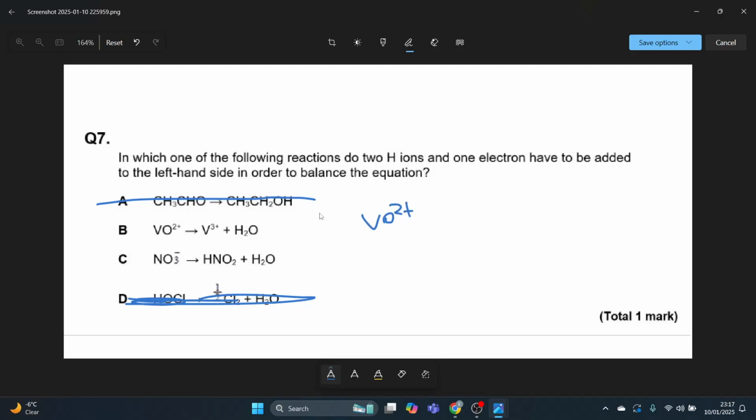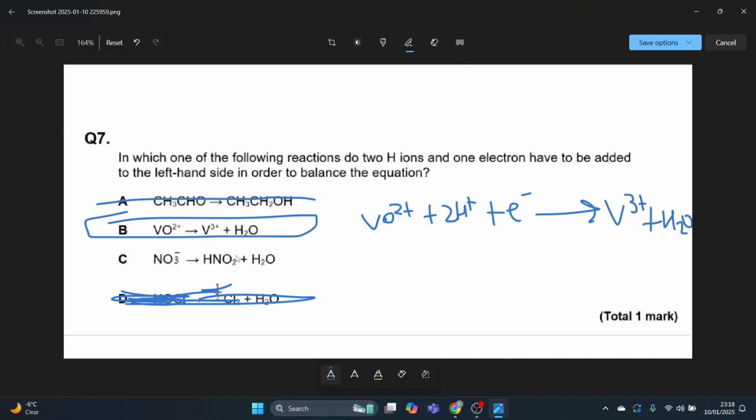So VO2+, because you could already cancel, I thought I could just cancel 3 of them out, but not in this case. VO2+ plus 2H+ plus e- gives V3+ plus H2O. Does that make sense? Is that balanced? The overall charge: 2 plus, 4 plus, e minus, 3 plus charge, that is balanced. 1 VO here, 1 VO there, 1 oxygen there, 1 oxygen there, 2H+ there, 2H+ there. So it is going to be B.